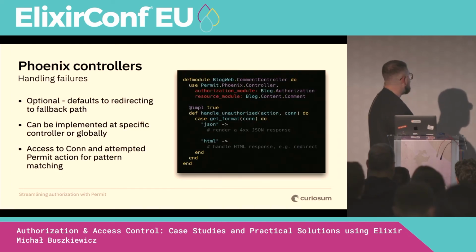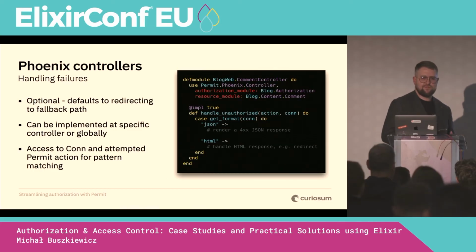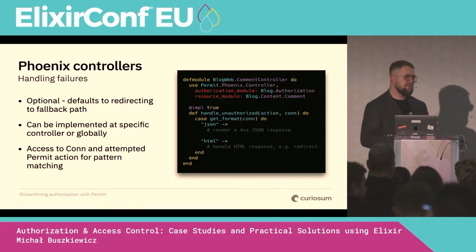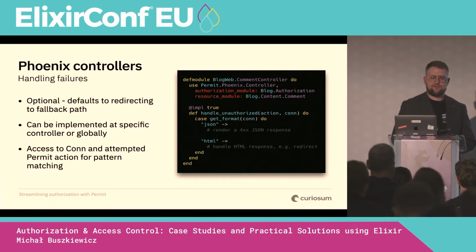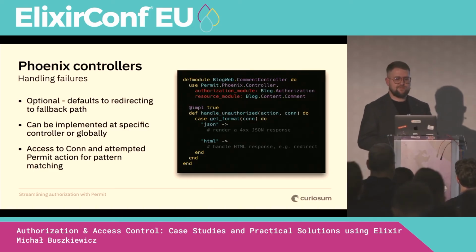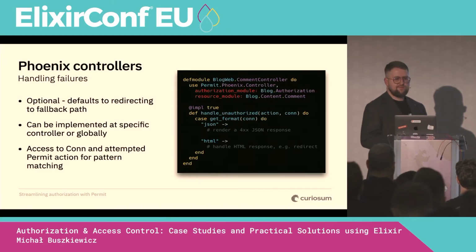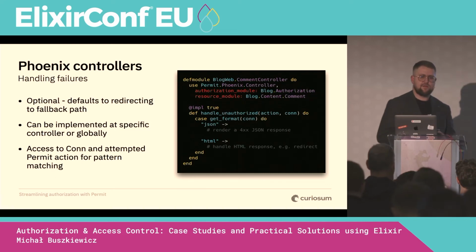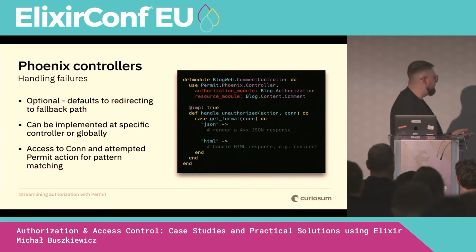So now, in terms of how to handle failures, we have this handle_unauthorized callback, which is optional and defaults to redirecting to a specific fallback path, which in turn defaults to the root path. It can be implemented at a specific controller or globally, just like the resource module option. And it obviously has access to the Plug conn and the Permit action we attempt, for the sake of pattern matching. So if we want to have different implementations for different actions, then we're good to go.